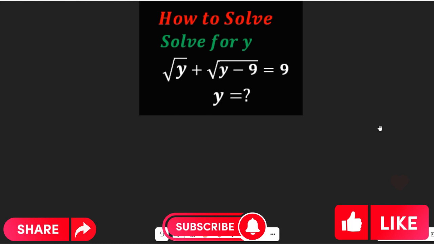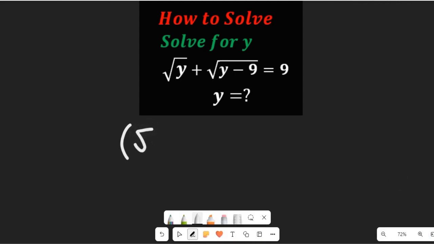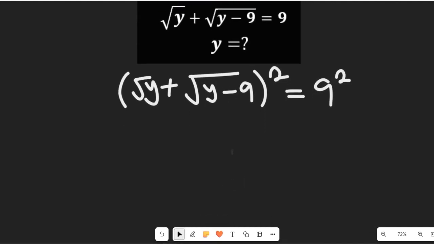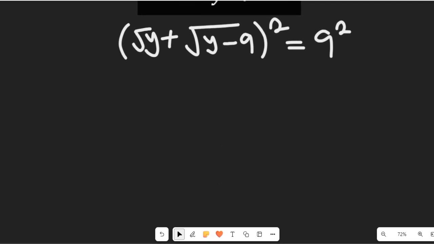Now, it's a known fact that if you want to clear or do away with a square root, then you have to square. So what we are going to do is to square both sides, and that will help us do away with the square root. So we're going to consider this as a common value plus square root of y minus 9, and all this will be squared, and this will be equal to 9 squared, because what I do to the left hand side I must equally do to the right hand side.